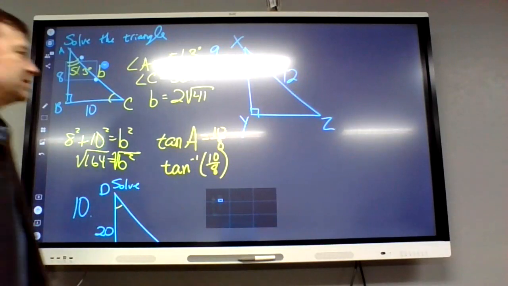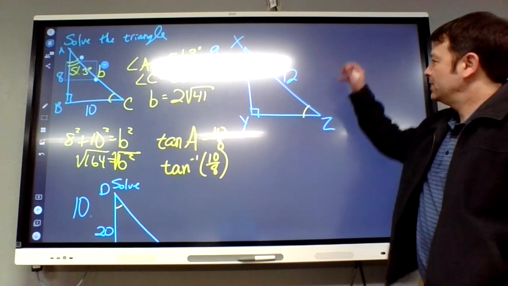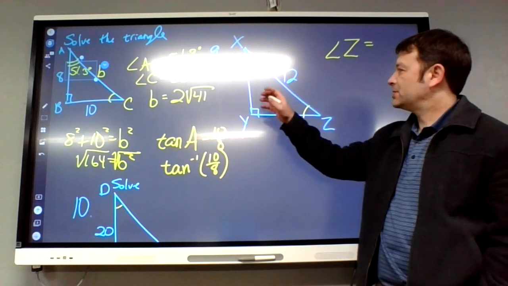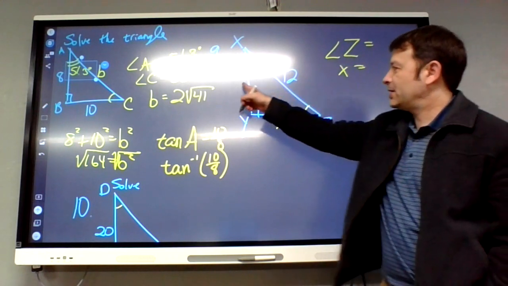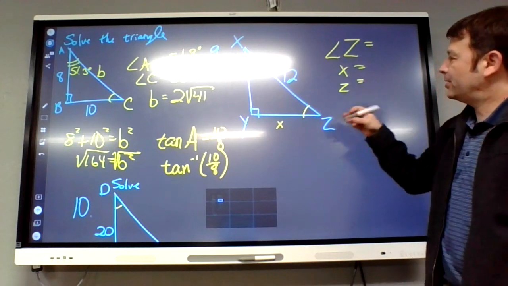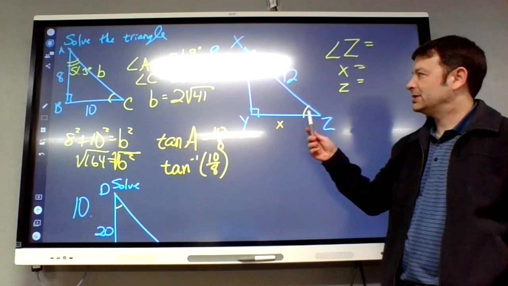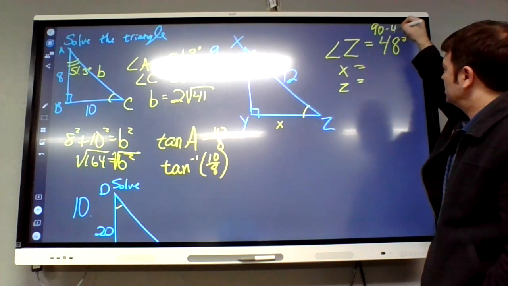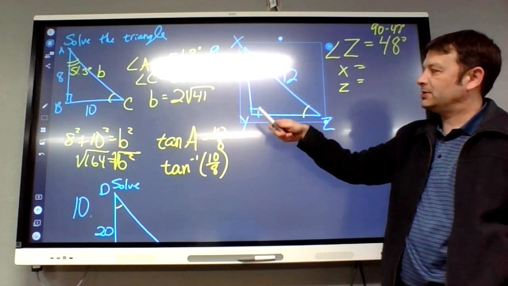All right, number 9. What are we missing on number 9? We're missing angle Z. What else are we missing? Side, this would be called side X, lowercase x, and this would be called side Z, little z. On this one the angle is much easier because we already know 2 angles. So how do I find angle Z? 90 minus 42. The reason we're doing 90 is because if you take out this 90 from 180, you're left with 90. 90 minus 42.